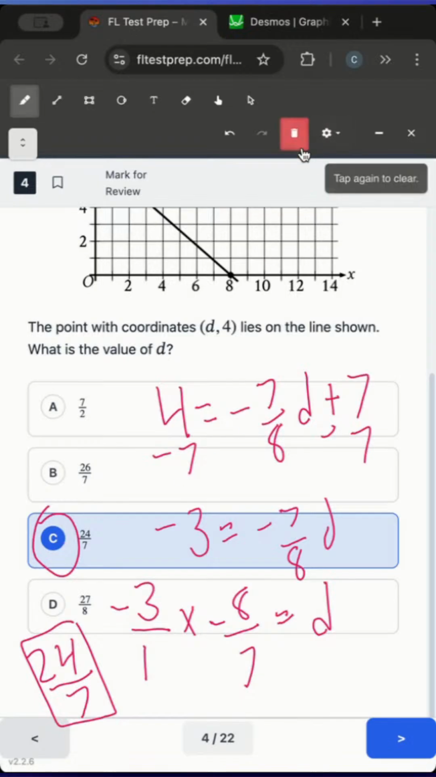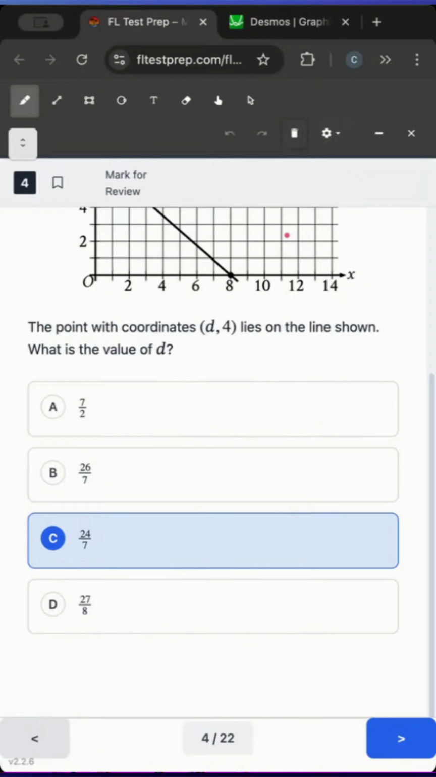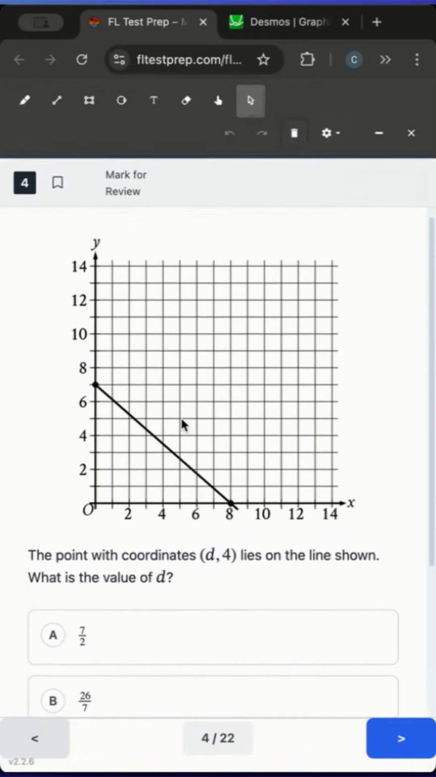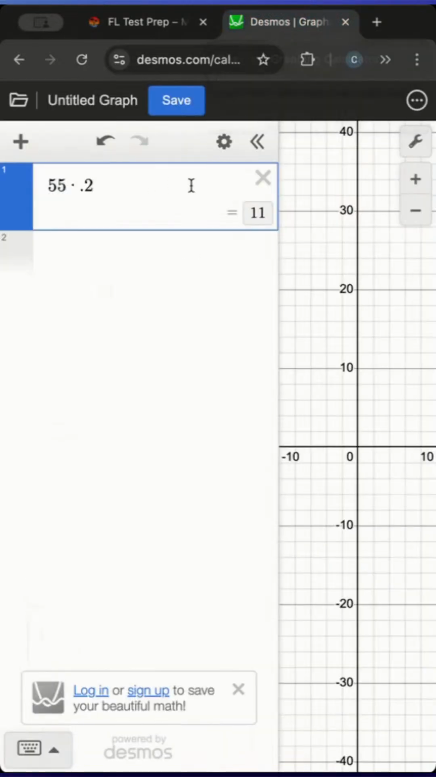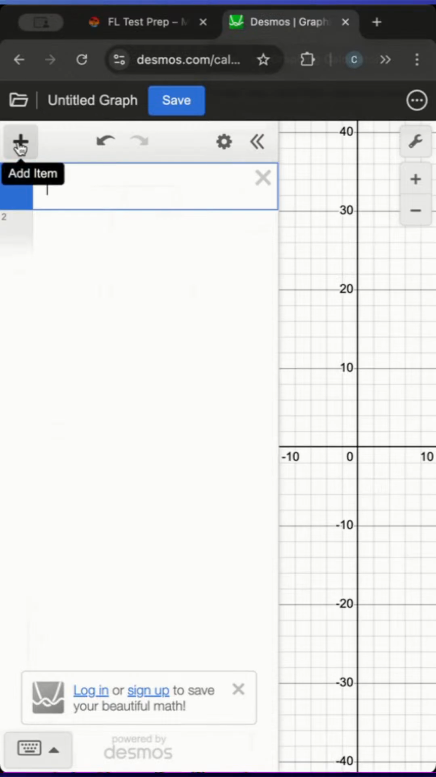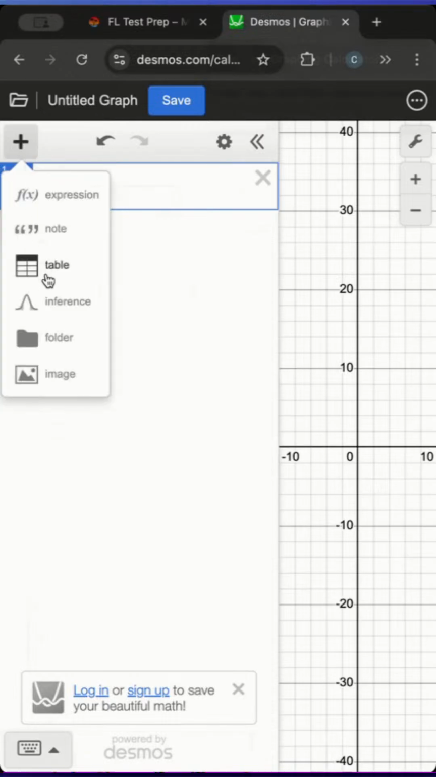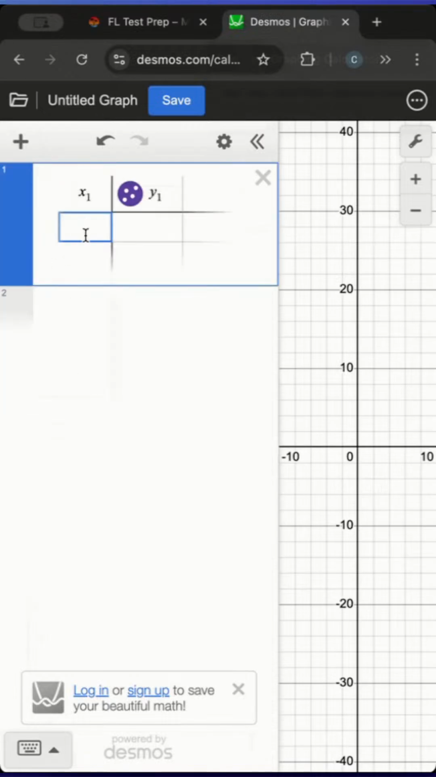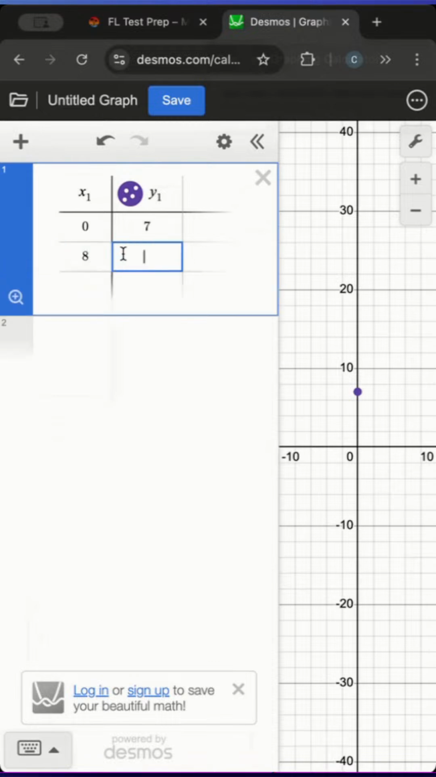But do you know this advanced Desmos trick? What we can do here is we can take these 2 points and build a regression in Desmos. Here's how you do it. You want to go ahead and click this plus sign and build a table. And you want to plug in your points. We know our first point is going to be 0, 7, our y-intercept. And the next point is going to be our x-intercept, 8, 0.